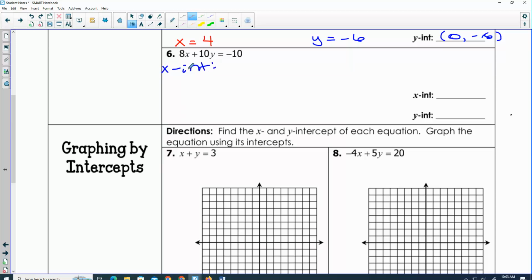X-intercept, that means y is 0. Okay, anything times 0 is 0, so 8x equals negative 10. Divide by 8. If you struggle with those fractions in lowest terms, you can use your calculator to help you. If you don't know how to do that on your calculator, make sure you ask. So we get negative 5/4. So the ordered pair, x is negative 5/4, y is 0.